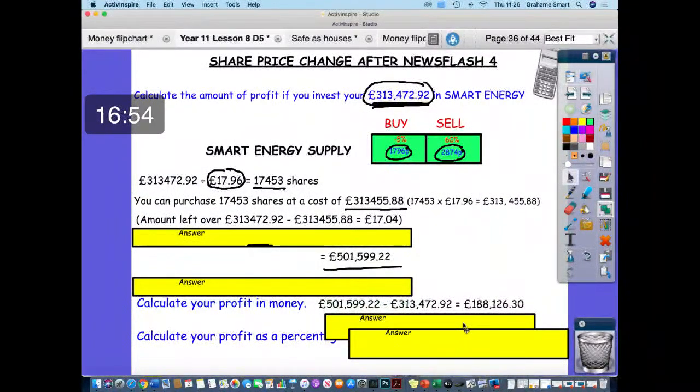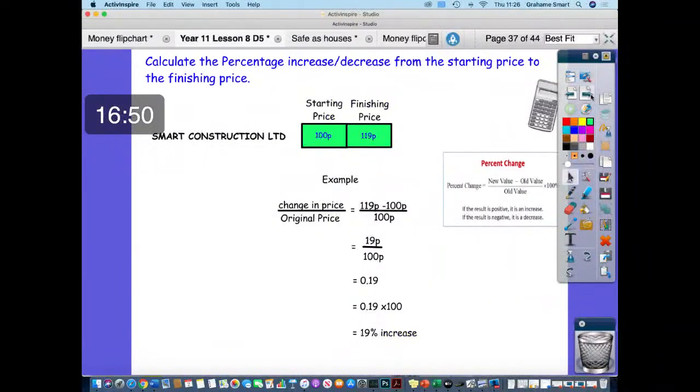Right, let's have a quick look at what I'm going to ask you to do next, and this is a percentage activity, okay. And what we're going to do is look at the starting price from the first trade and the finishing price. So this was over a 1 year period, and I want you to have a look at this example. We start at 100 pence and we finish at 119 pence. So what was the overall increase or decrease?